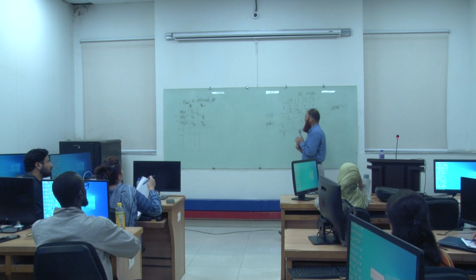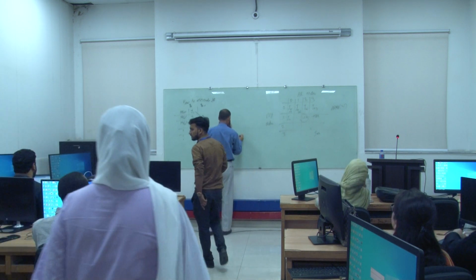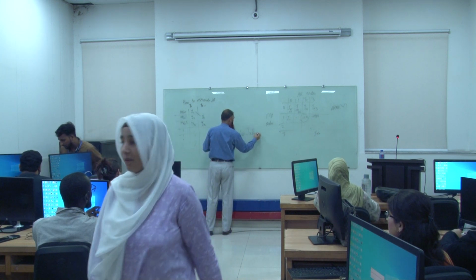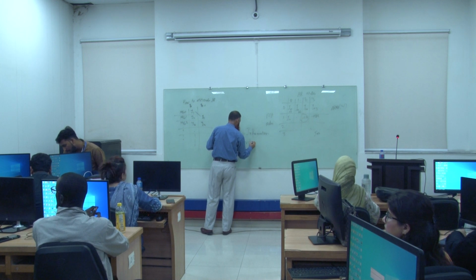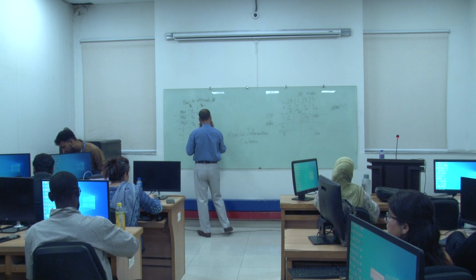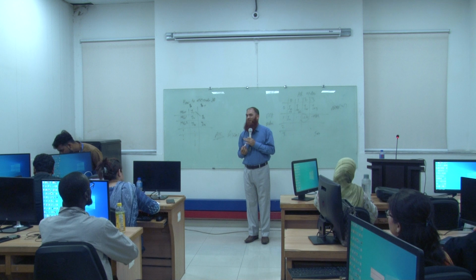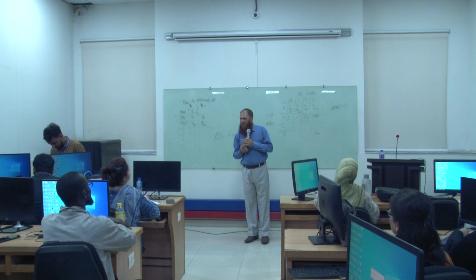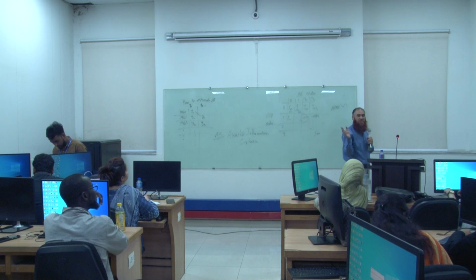AIC means Akaike information criteria. What is RMSE? Root mean square error, right? Yes, this is the thing that we have to discuss next.